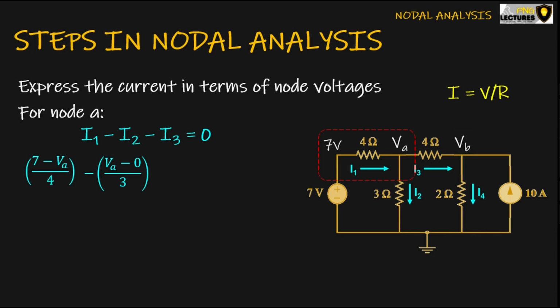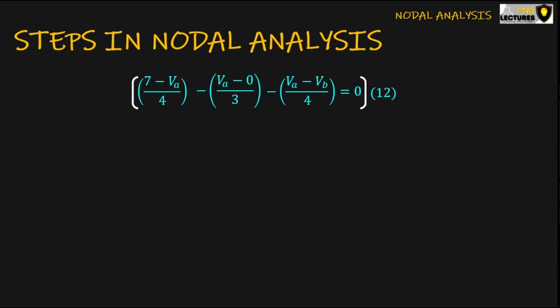For I3, we can observe that the current flows from VA to VB. Then we can say that I3 is equal to VA minus VB over 4. Substituting into the KCL equation for node A, we can simplify by multiplying by 12. We have a solution that says 21 equals 4VA plus 3VA minus 3VB plus 3VA. And finally, we can say that 10VA minus 3VB equals 21. This will be our first equation.